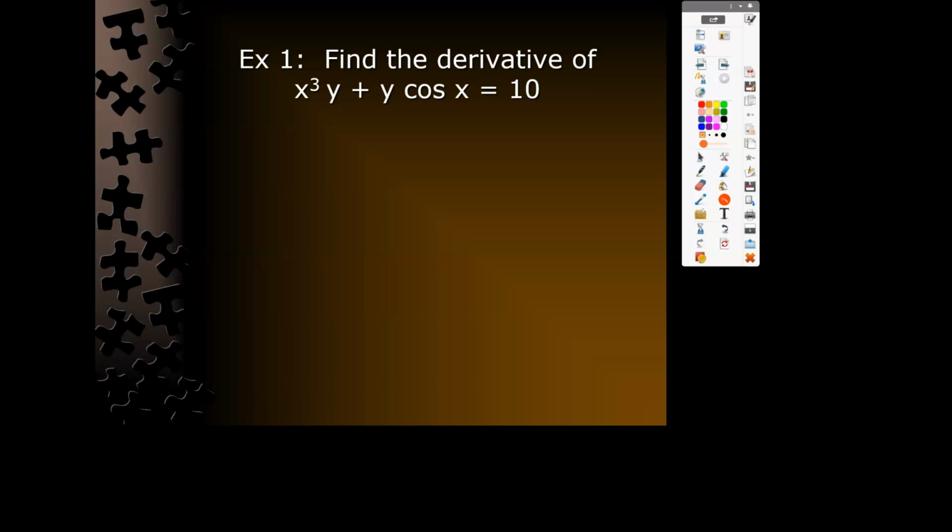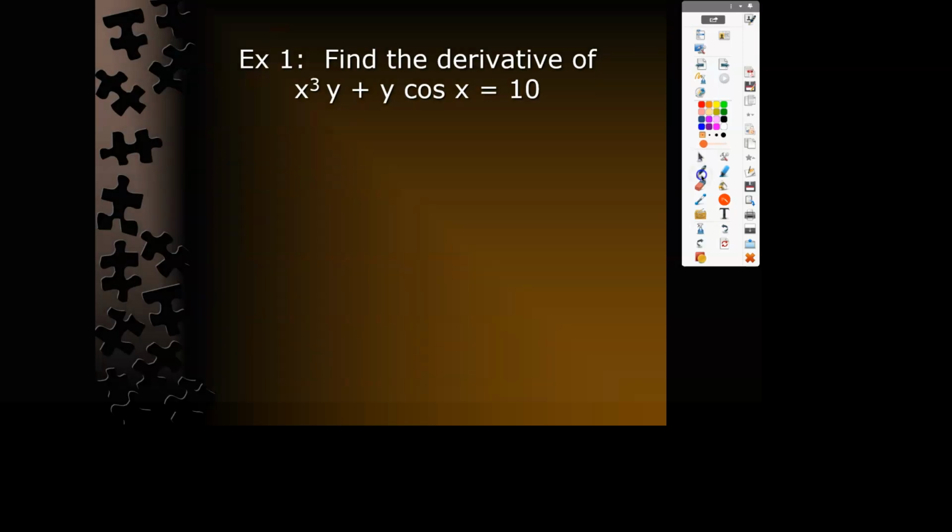So our goal is to find the derivative of x cubed y plus y cosine x equals 10. So what we want to do is pay attention to the fact that we have a product rule in the first part. So you have x cubed y. So you need to do first times derivative of the second plus the second times derivative of the first.